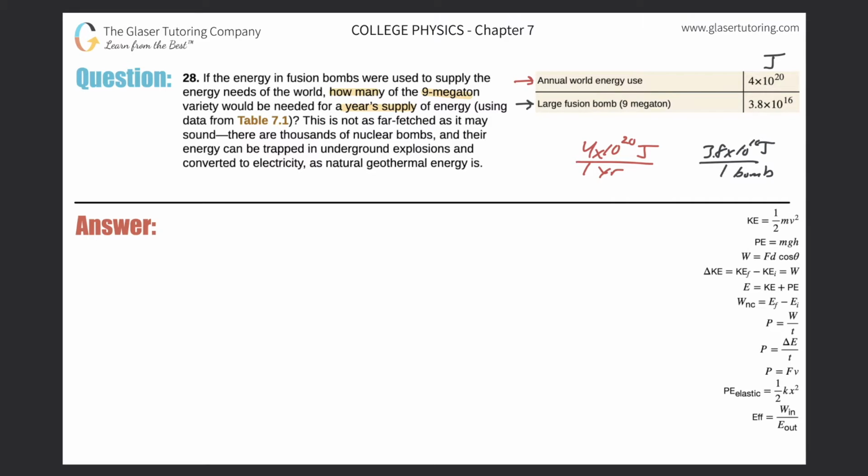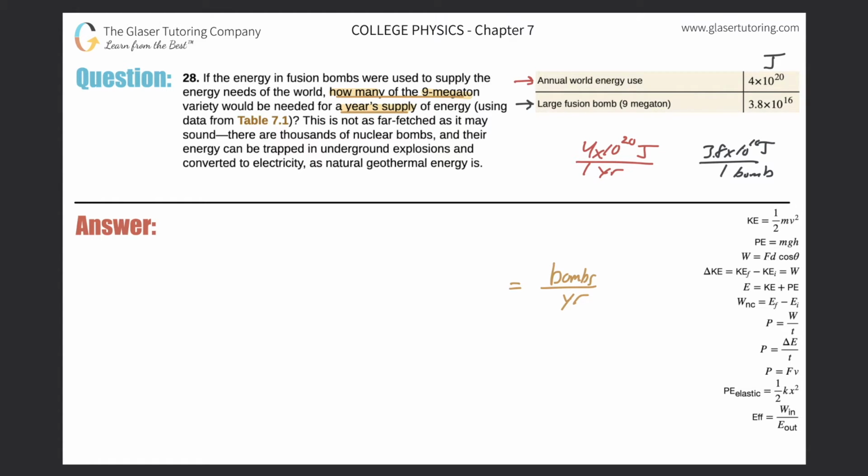Now what I need to do is see what the question is asking me to calculate. They're asking how many of the 9 megaton bombs would be needed for a year's supply. So now let's take that information and create a ratio, a fraction out of it. We're really trying to find bombs per year. It says how many bombs would be required for a year's supply, so we're looking for this relationship, bombs per year.